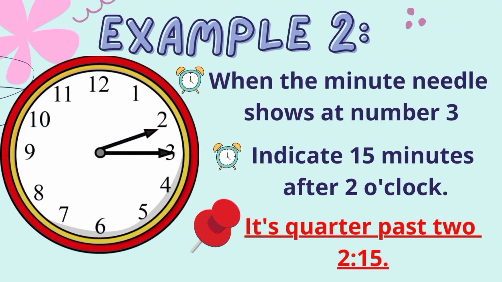Let's take a look at example 2. The minute needle shows at number 3 and the hour needle shows at number 2. So, this clock indicates 15 minutes after 2 o'clock. So, we can say it's 2:15.